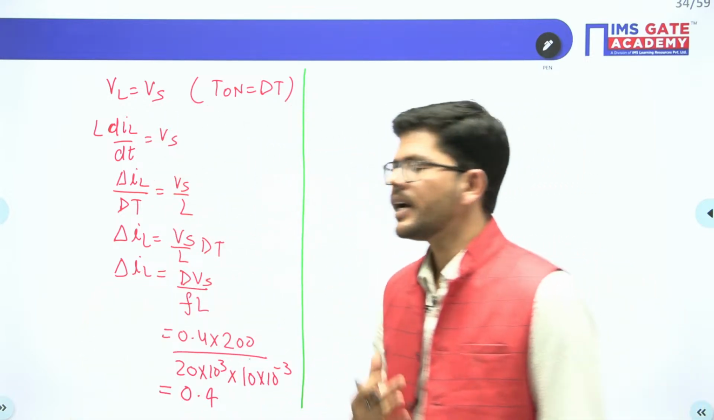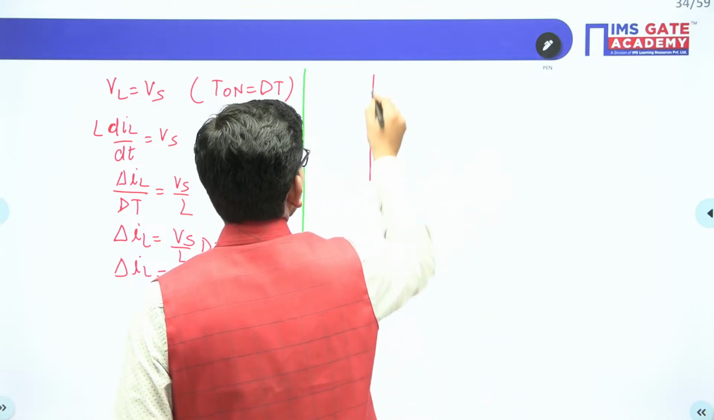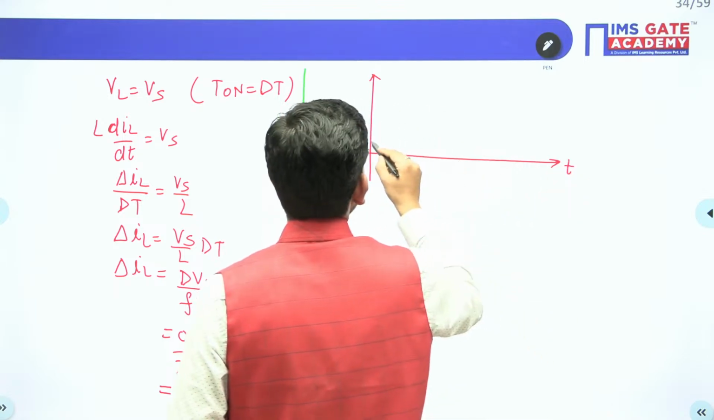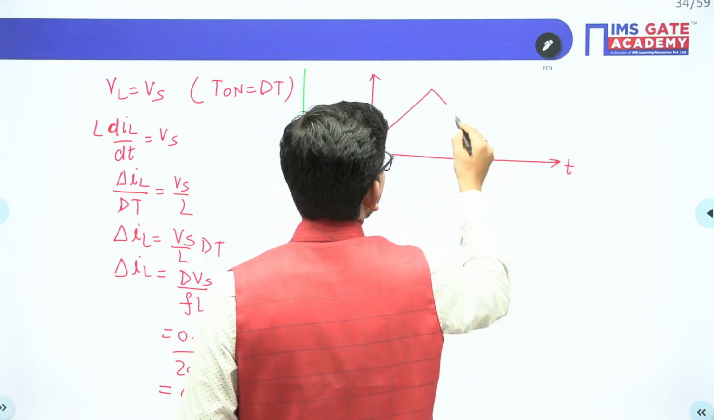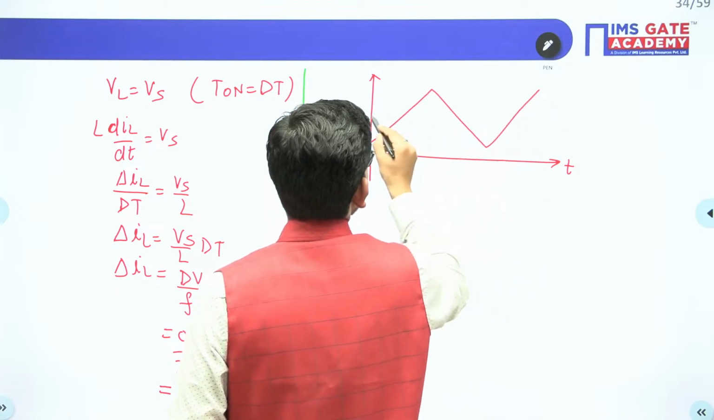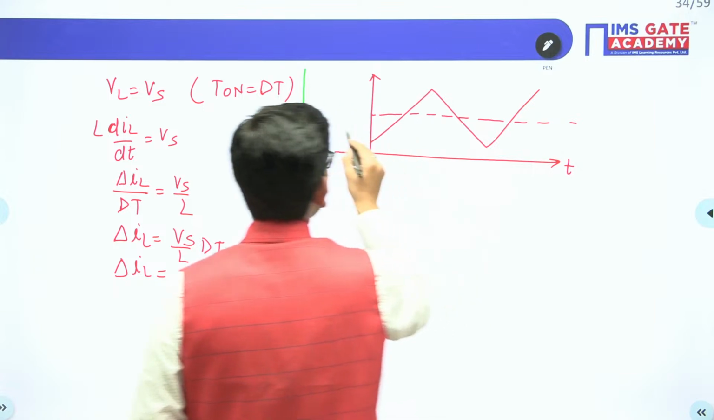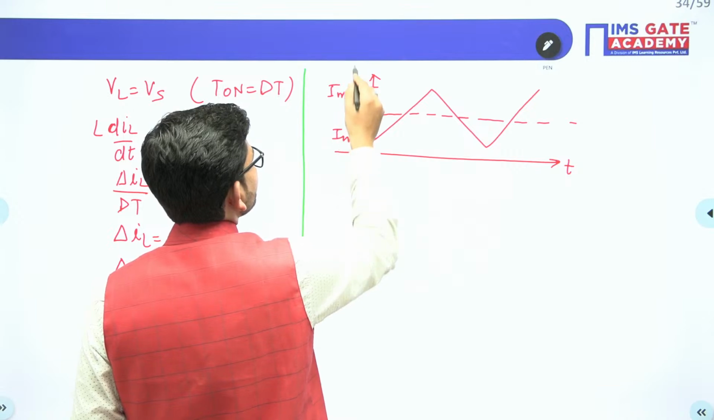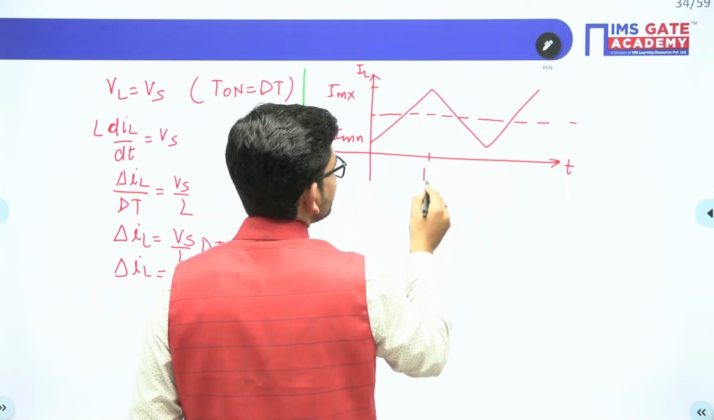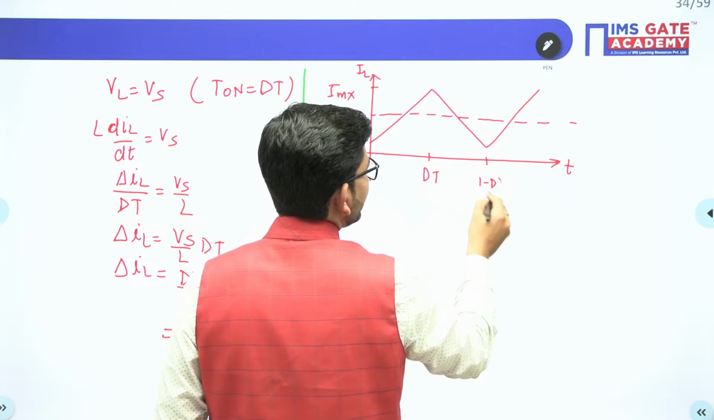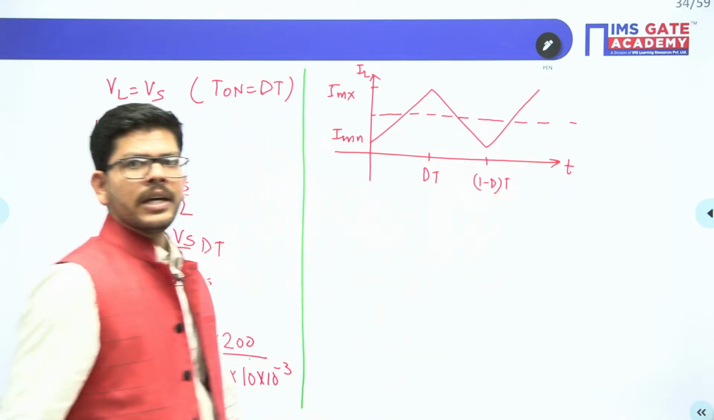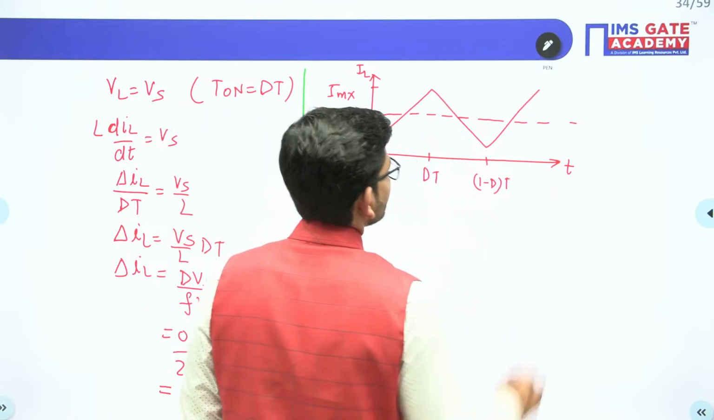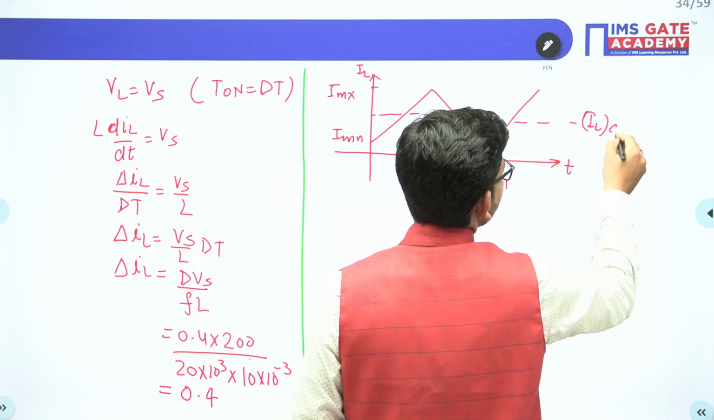Average switch current. Okay. If we plot the IL waveform, this is how you can calculate all the currents. The IL waveform is like this. Okay. This is our IL waveform. It is varying from I minimum to I maximum. This is dt time and this is 1 minus dt time, meaning this is T on and this is T off time. Okay. Now, guys, tell me one thing. This is what? This is the average inductor current here.